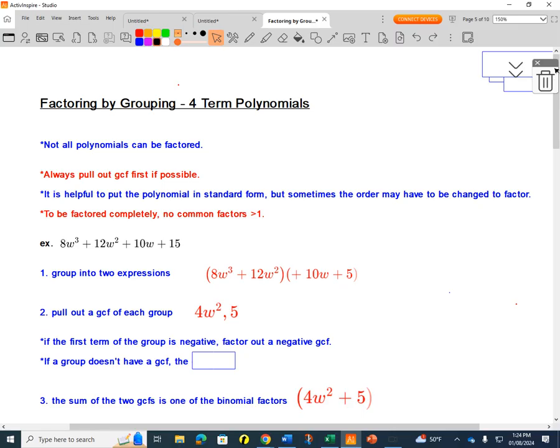And if a group doesn't have a greatest common factor, we're going to use 1. The greatest common factor is 1. So if it's 10w plus 7, there's not a greatest common factor. We use 1 there.